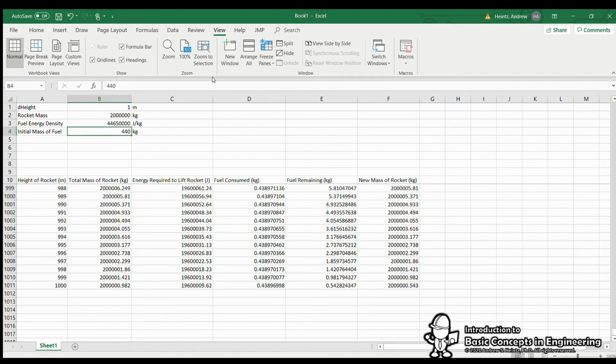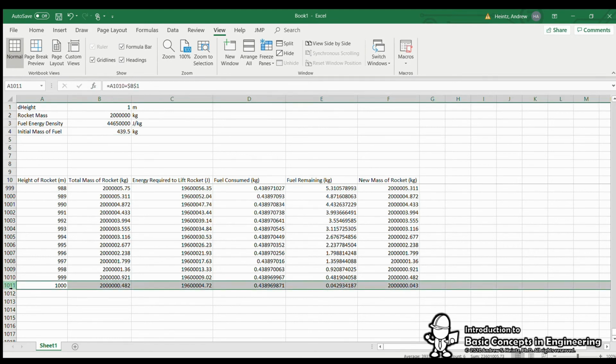Okay, let's drop it to, say, 439. Oh, now we go negative. That's interesting. All right, so 440 leaves us with something. So now let's see if we can zero in on it. 439.5. Okay, 0.04 kilograms remaining at the top of our launch. I'm willing to accept that. That's almost 0 left, so I think we've done pretty good.